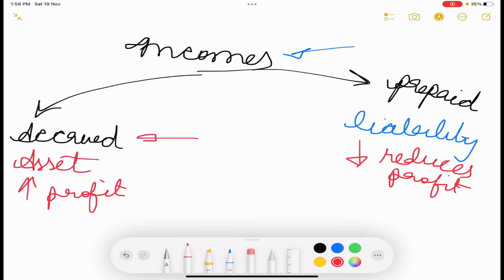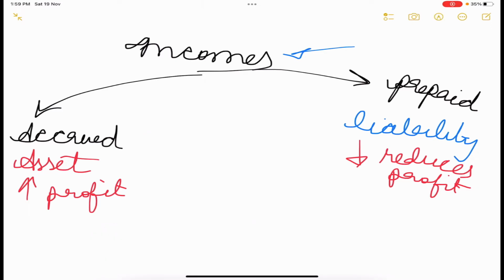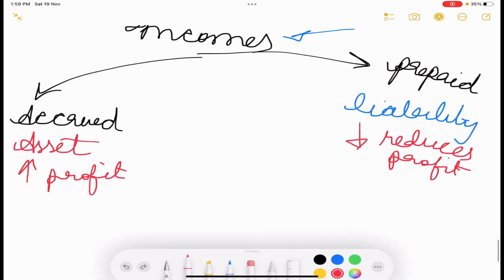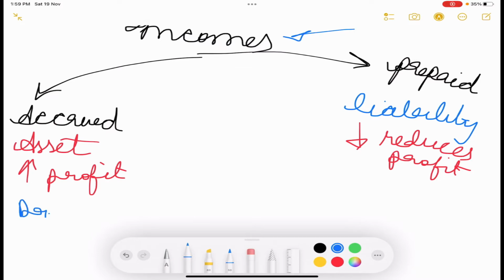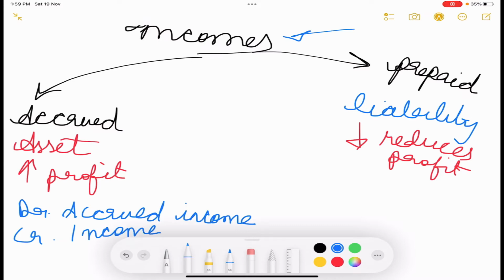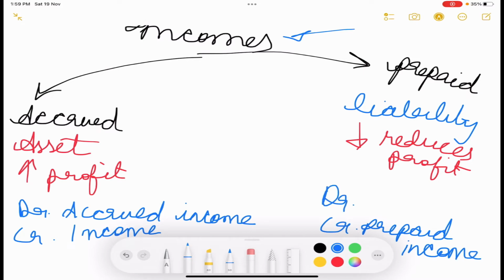So we know that accrued income is my asset and prepaid income is my liability. Okay, so what will my journal entry be? Accrued income is my asset. So I'm going to debit it. Assets balance is always debit. So debit accrued income and credit income. What about the prepaid income? It's my liability. So I will credit prepayment or prepaid income and debit the income.